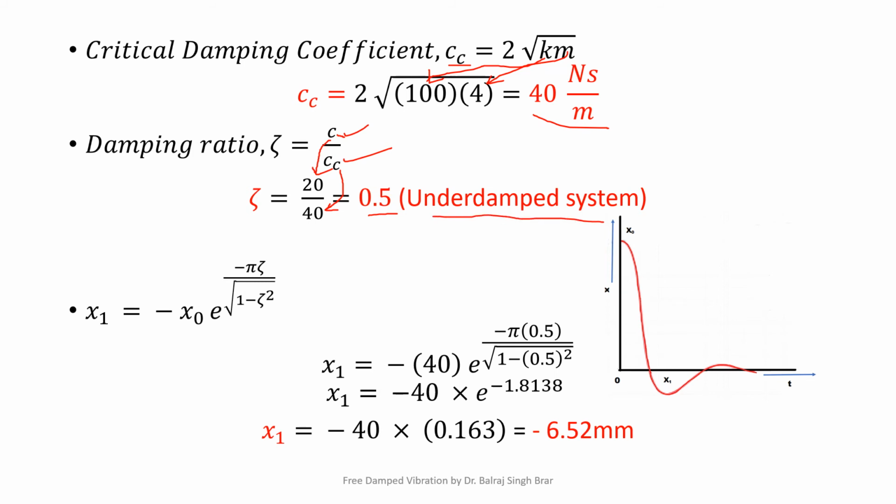Now the relation to find x1 is minus x0 e raised to the power minus pi zeta upon the square root of 1 minus zeta square. We have solved this in the previous slides. We put the value of x0, which is given to be 40, and zeta, which we calculated as 0.5. We solve it, and we observe the overshoot x1 becomes minus 6.52 mm. Minus indicates that it is on the other side of the mean line or the equilibrium line, so this amplitude is minus 6.52 mm for the given spring mass damper system.